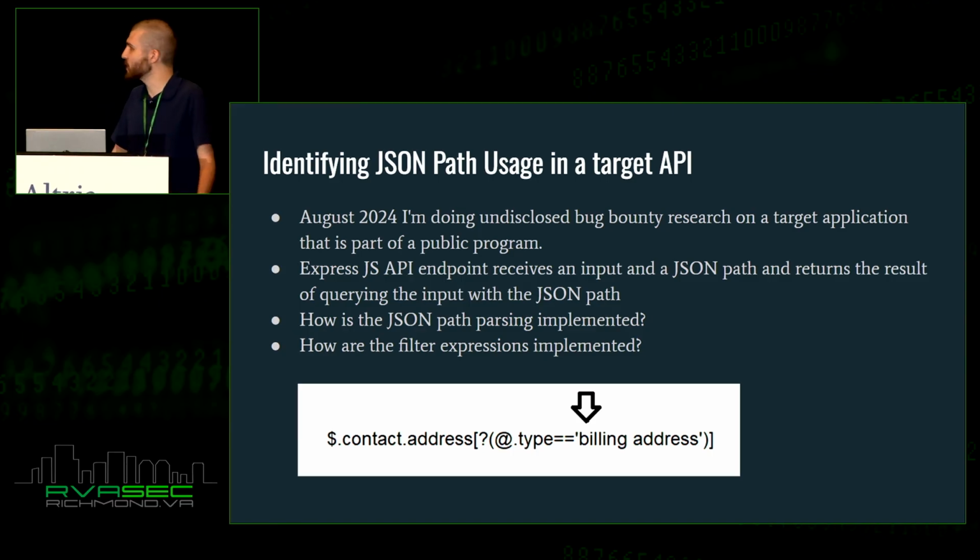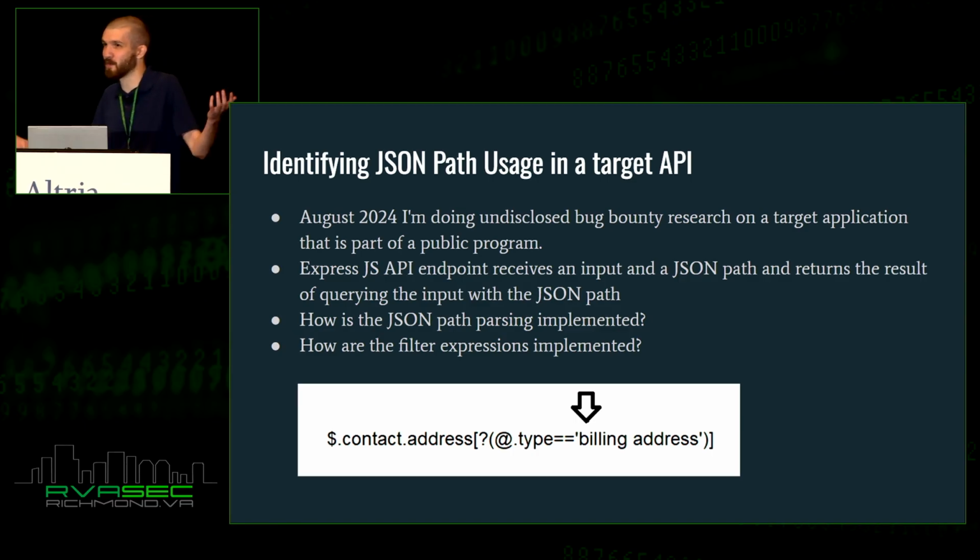But anyway, I come upon some API endpoint that receives an input JSON object and then a JSON path and returns the result of querying the input with the JSON path. So the question is, how is JSON path parsing implemented, and how are these filter expressions implemented? Because if you look at this, this kind of looks like JavaScript. I saw this, and I got really excited because I'm like, can I just put arbitrary JavaScript here, and it'll run it server-side, and then I can pop a shell? The answer is not quite, but we'll get there.